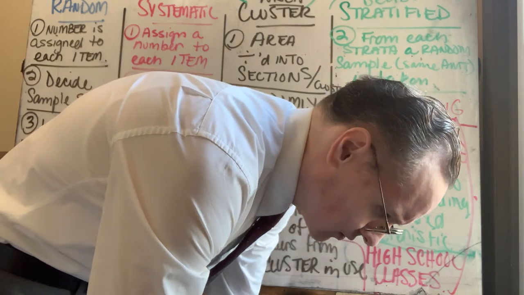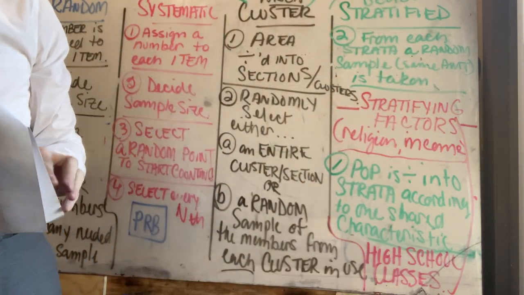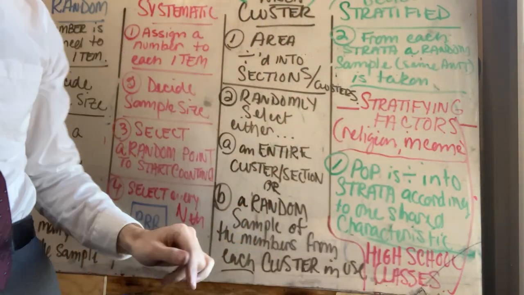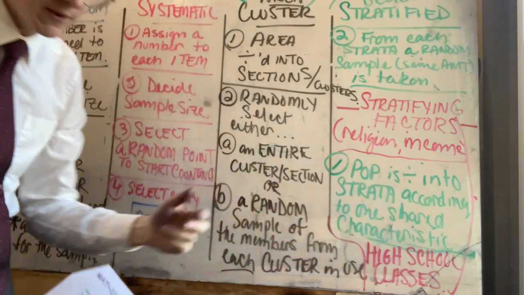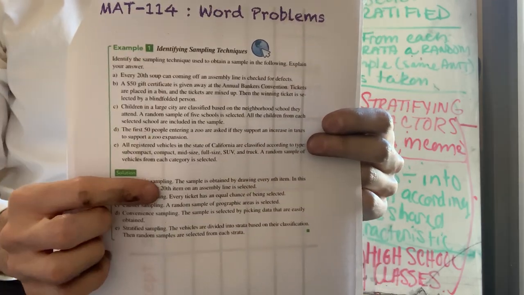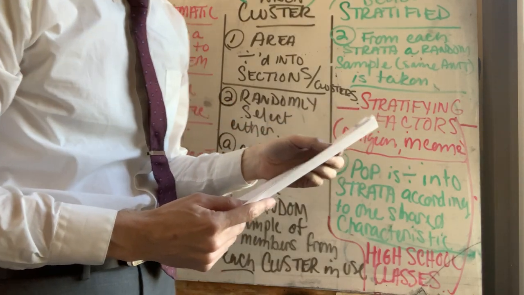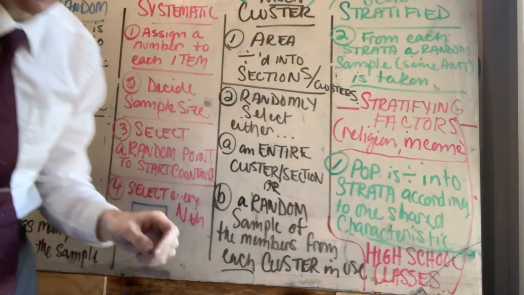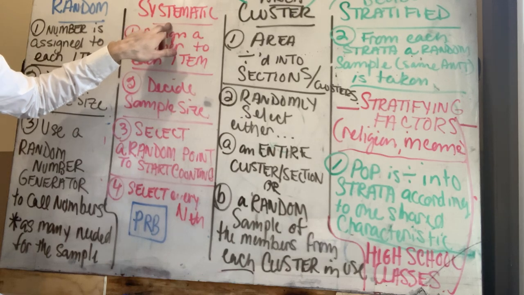Now, let me just discuss these examples that you have here, and then I'll get close to close up for today. All right, if you have this piece of paper, the solutions are here, all right? But if these are your five choices, the real four, random, systematic, cluster, and stratified, and convenience, which is working with what you have, you might try to classify them according to these descriptions here. All right, so the first one is identify the sampling technique used to obtain a sample in the following. Every 20th soup can coming off an assembly line is checked for defects. If they're telling you a specific number, every 20th, every nth, that would be a systematic sampling.